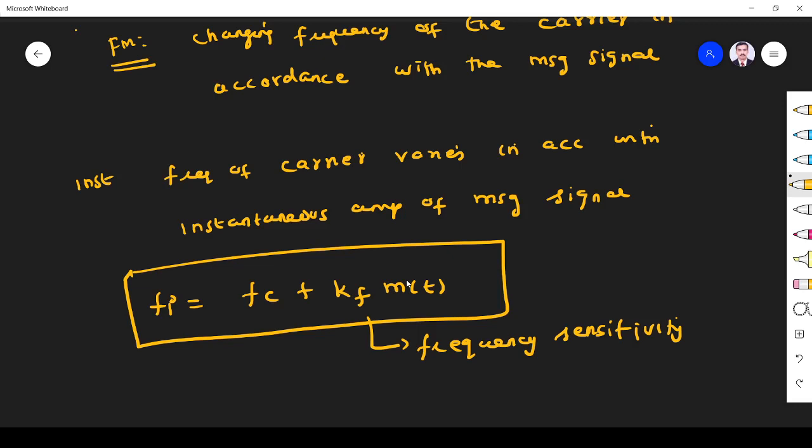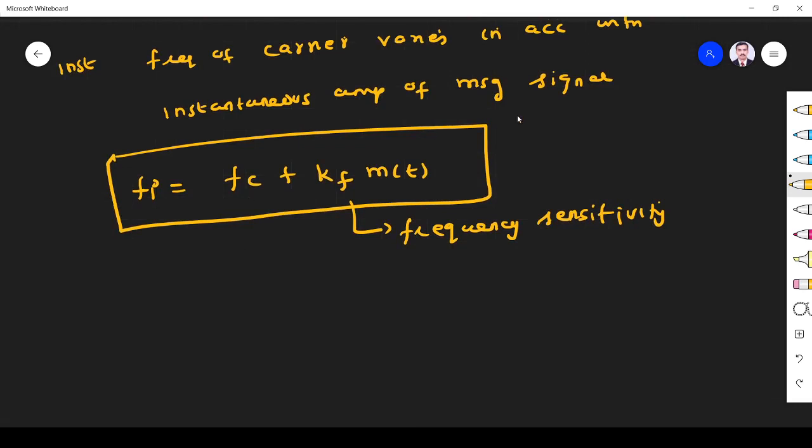So here you see the frequency of the modulator. From this we understand that the frequency of the modulated wave will increase when the message signal increases. If m of t increases, the instantaneous frequency will increase. If m of t, the amplitude of the message, decreases, then Fi will also decrease. Let us see that in detail. So Fi is equal to Fc plus Kf m of t, that is equation number 1.